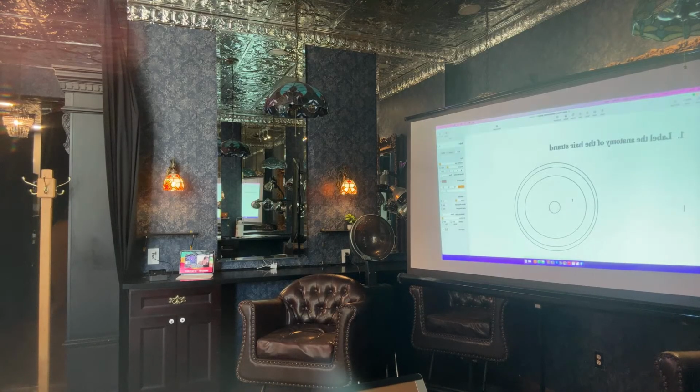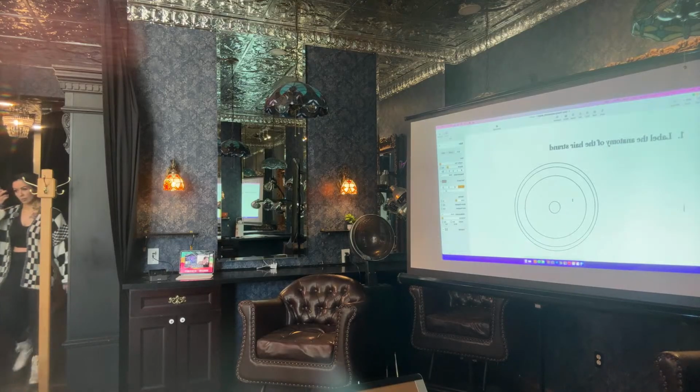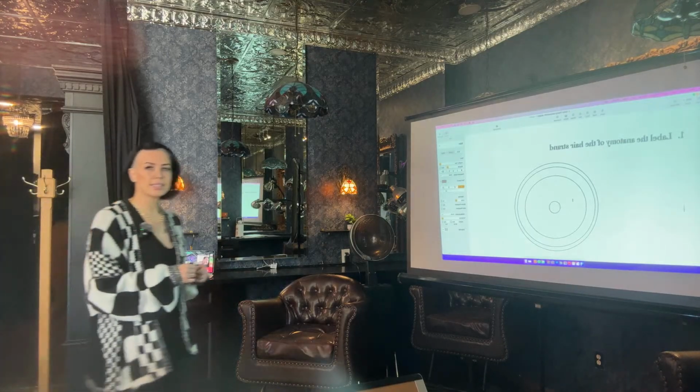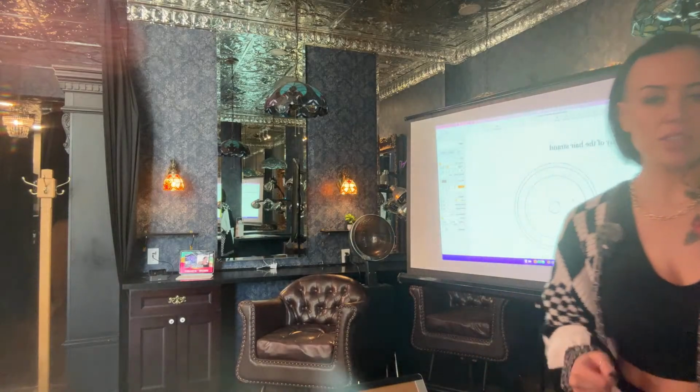Girlfriend, chill out. Okay, I want you to put that in your notes. This is the anatomy of a hair strand.